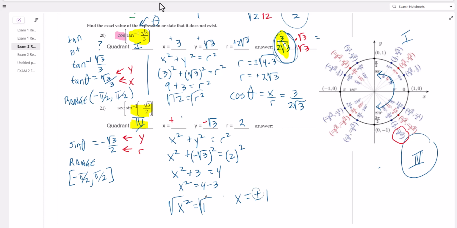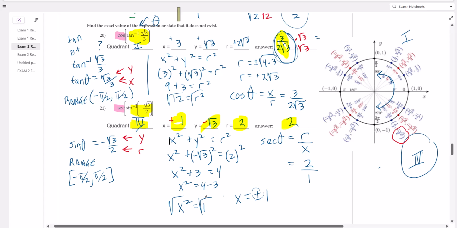Then, ultimately in the problem, you're finding a secant. So the secant of theta, we never found theta, we never had to, but secant, by definition, is r over x. So we'll have 2 over 1, so the answer to that problem is 2. So there's an analysis to it. There's not a lot of work to do on your paper, but there's a thoughtful analysis that goes on with these problems.